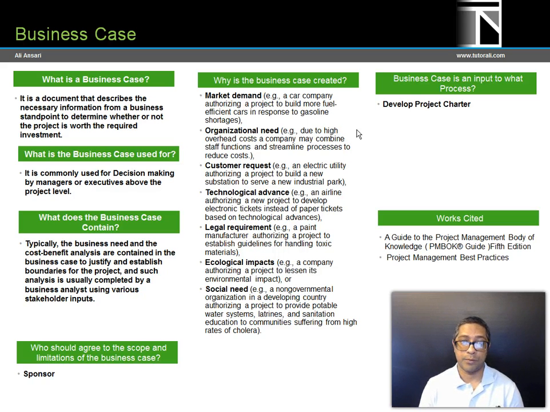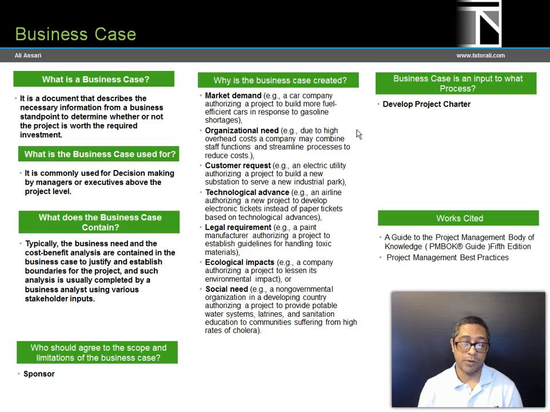It could be a customer request. Example, an electric utility authorizing a project to build a new substation to serve a new industrial park. It could be for a technological advance where instead of going to the store to buy something, now you want to tap into the online market. So people don't have to travel, don't have to drive, and it makes it a lot easier for them just to sit on the computer and order something. Okay, so that could be one of the things.